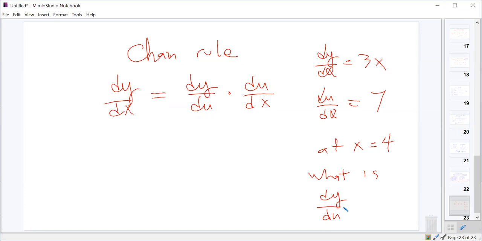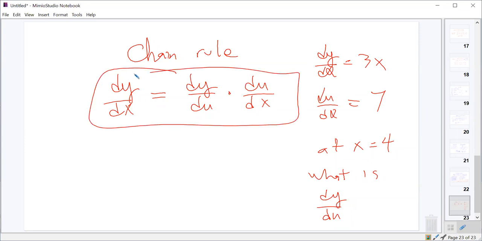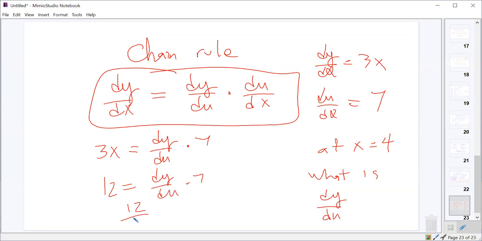But they don't actually give you any functions. So you need to recognize that this got a dy dx, that's got a du dx. They're looking for a dy du. It is set up in this formula. So dy dx, 3x, needs to equal dy du, the thing we're looking for, times du dx, which is 7, when x is 4. So 12 equals dy du times 7, or dy du is 12 over 7. Does that make sense?